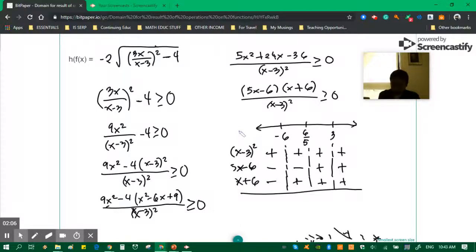We're after the sign that says greater than or equal to 0. So of course, we'll be looking into the quotients. This gives us positive, negative, positive, and positive. There. Now, what do you think will be our domain?